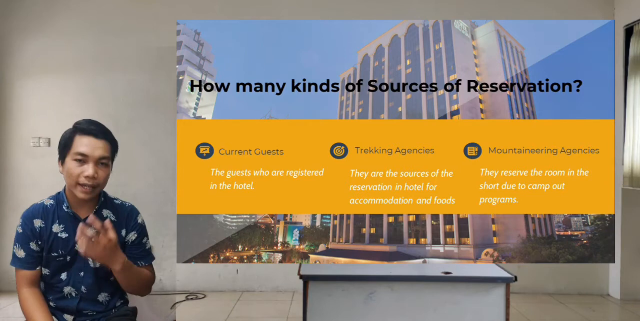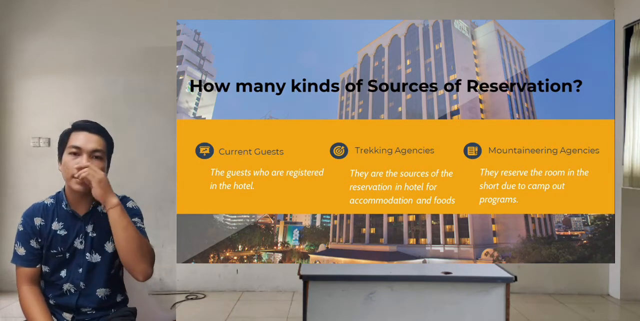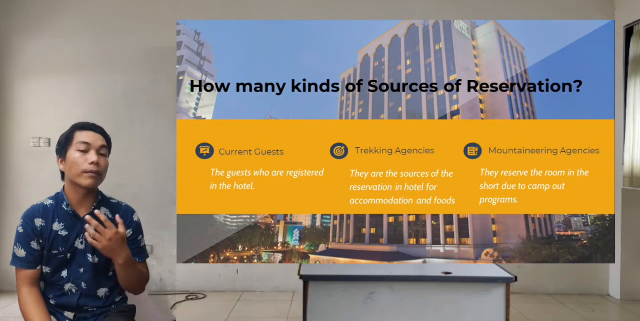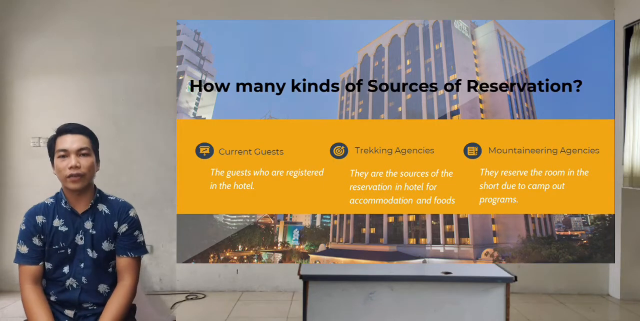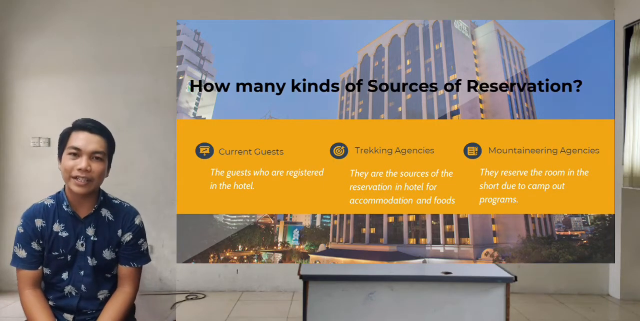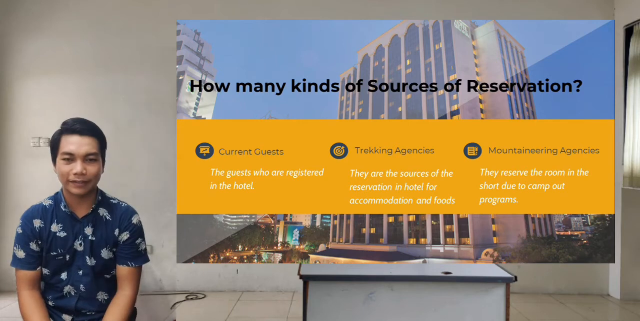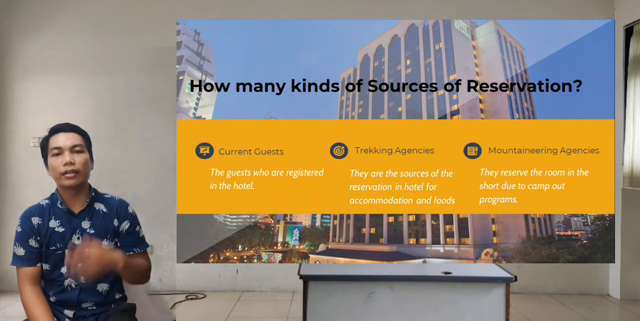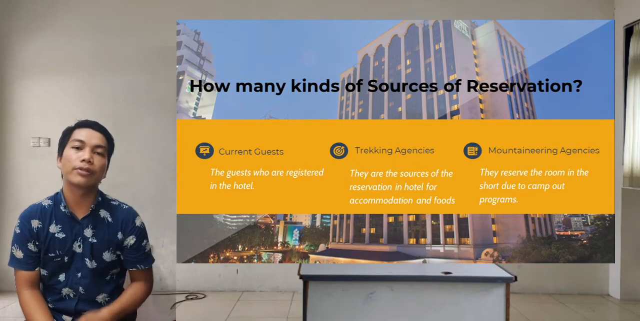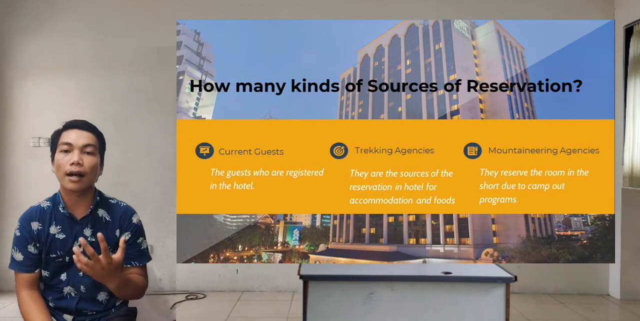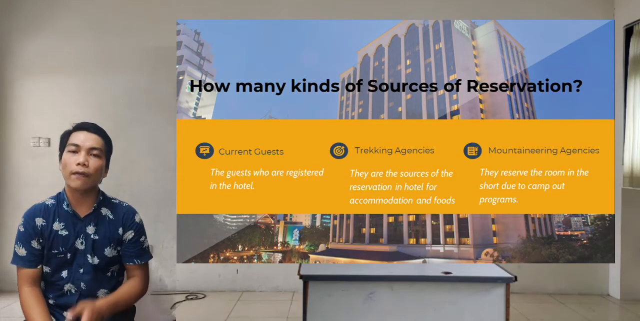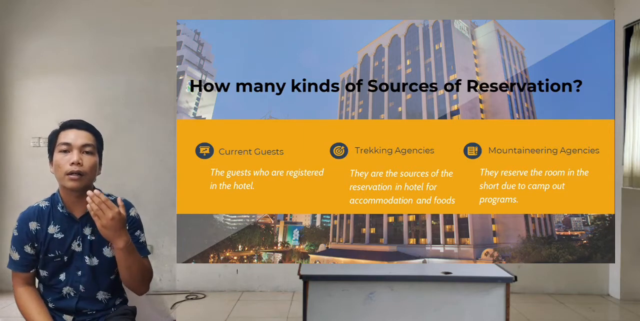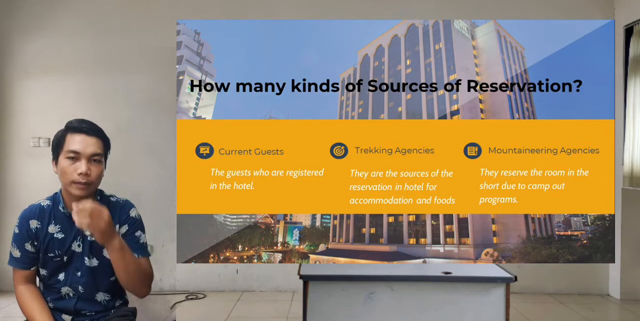Then, trekking agencies. Trekking is simply defined as foot travel on mountain trails or walking on foot in remote areas. They are a source of reservations in the hotel for accommodation and food. After that, there are mountaineering agencies. It is related to the shows offered on high altitude mountains. The duration of stay in the hotel is very short due to the camp-out programs.